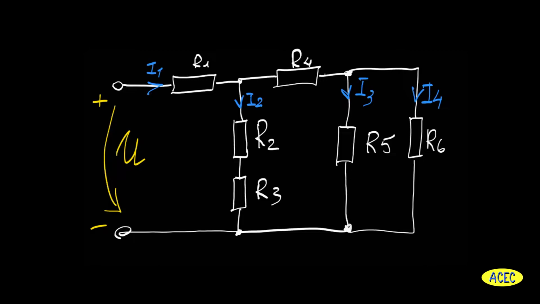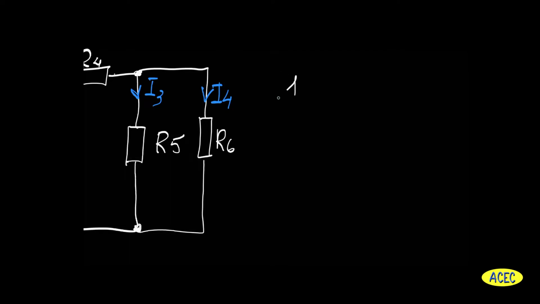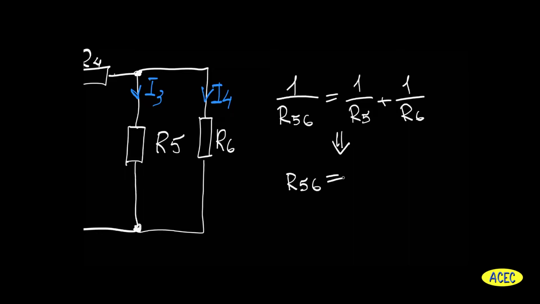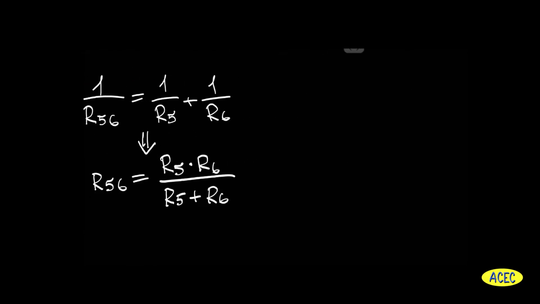First of all, we need to make some approximation of this scheme. So let's calculate the total resistance which is connected to the input nodes, meaning the resistor to which the input voltage is connected. First of all, we need to find the resistor R56, which is the combination of two resistors R5 and R6. This is the resistor R56. Okay, so the initial scheme will have the following view.